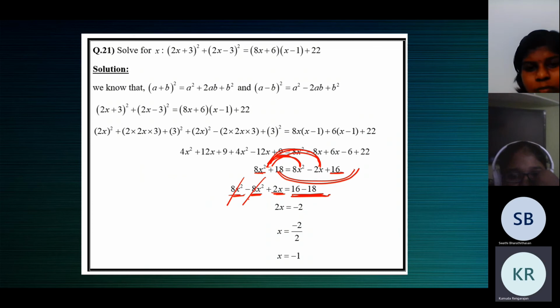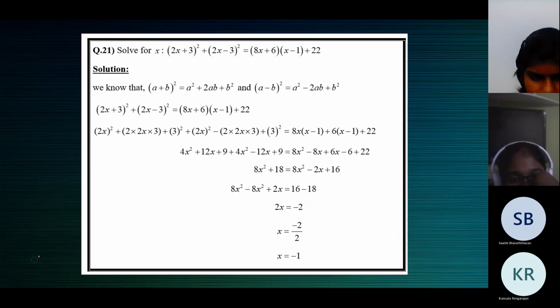8x squared minus 8x squared, 0. Plus 8x squared minus 8x squared, 0. So we have 2x is equal to minus 2. X is equal to minus 2 by minus 2, which is minus 1. So the value of x is minus 1. All right, children, please take a screenshot. Practice this sum 2-3 times. Please take a screenshot, children.